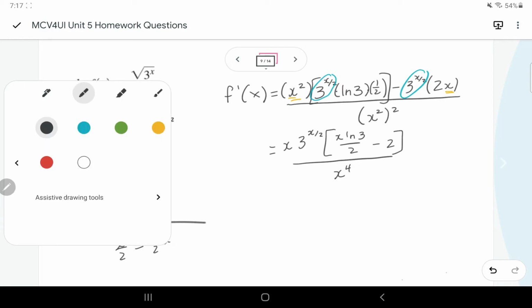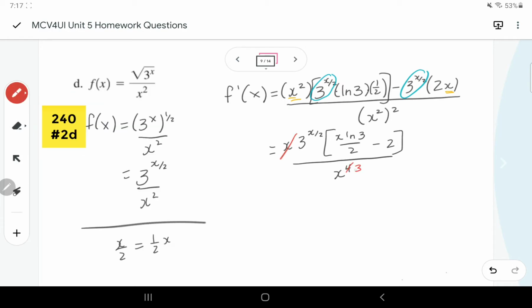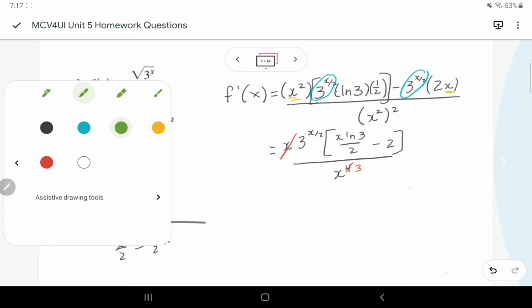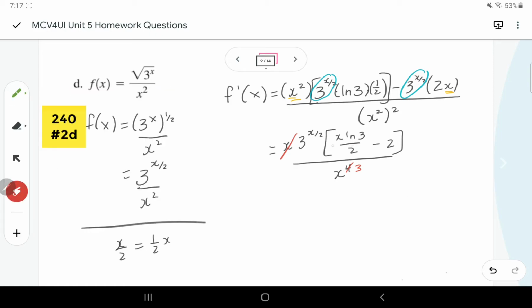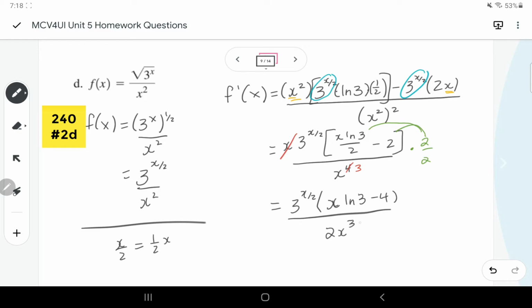Now a couple of things still to clean up. I'm going to reduce that x with the x to the 4th on the bottom, so I'll have x cubed left. And I really don't like the fraction in a fraction there, like that 2 on the bottom is not good news. So I'm going to multiply top and bottom by 2 over 2, and I'll just distribute this 2 into the brackets just to clear that fraction there. So here I get 3 to the exponent x over 2, and then I have x ln 3, because that 2 will reduce on the bottom, minus 4 over 2x cubed on the bottom.